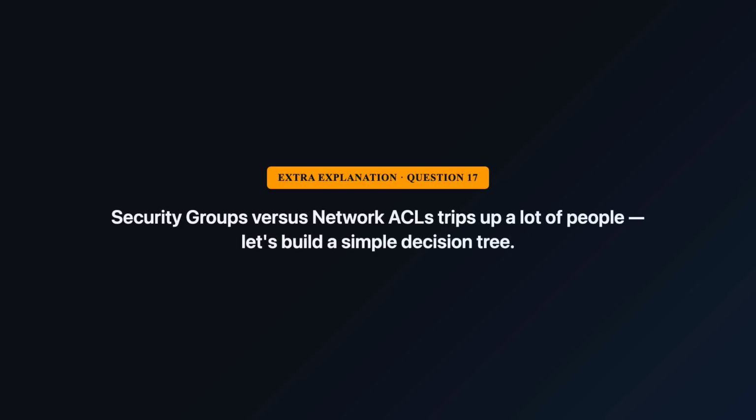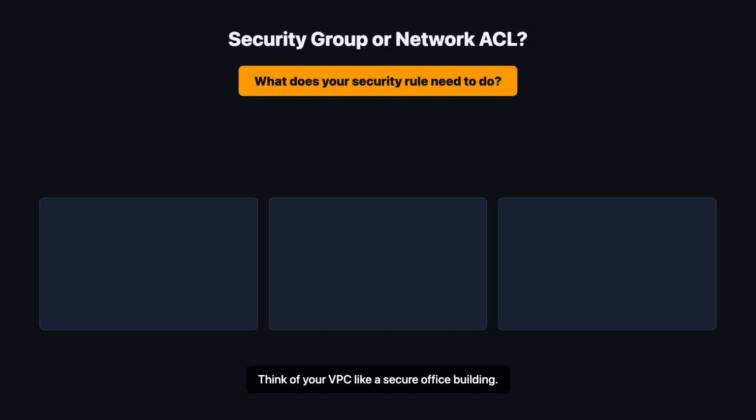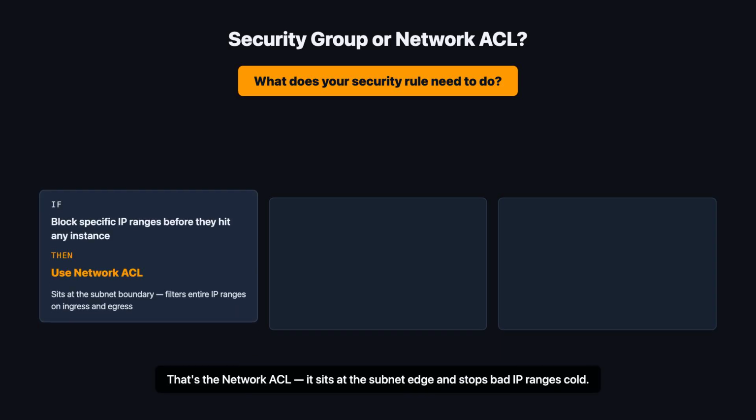Security groups versus network ACLs trips up a lot of people. Let's build a simple decision tree. Think of your VPC like a secure office building. At the front door, a guard checks a block list of known troublemakers. Nobody from those addresses gets past the lobby. That's the network ACL. It sits at the subnet edge and stops bad IP ranges cold.